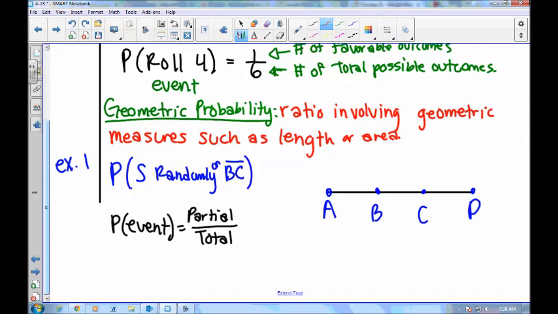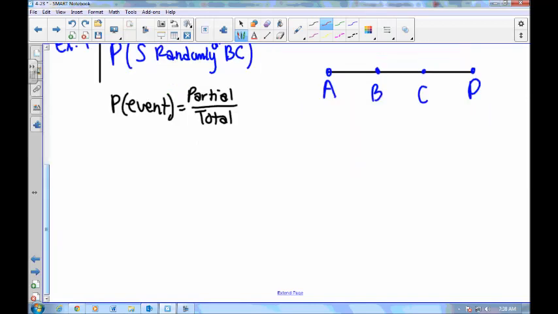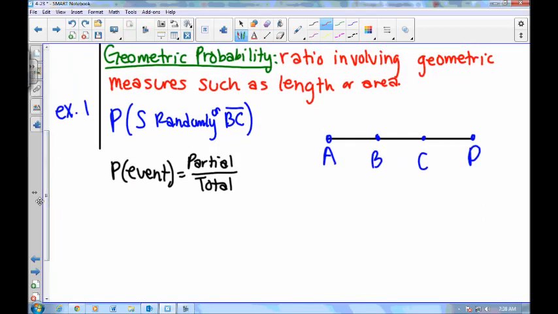Okay, this one's going to be a little abstract because there aren't actually numbers. And you don't actually know if each of those points are evenly spaced. What you do know is the partial. We were asked to see if it would randomly fall on which segment? BC. So that's the partial, divided by the total. What's the total segment? AD.